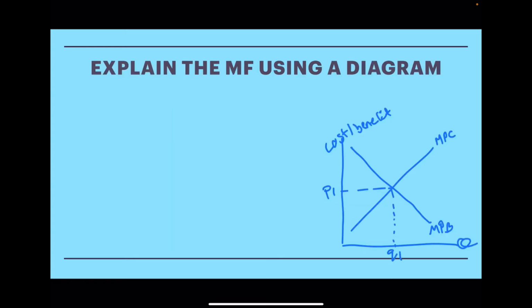Right, so we're going to explain the market failure using a diagram. So I've done the first part of the diagram. So the consumer only takes into account the private costs and benefits. So we've got our private cost curve and our private benefit curve. So the consumer is going to consume at P1, Q1.